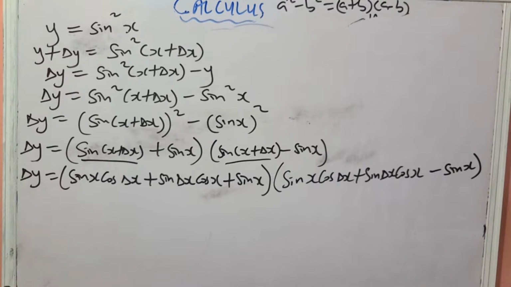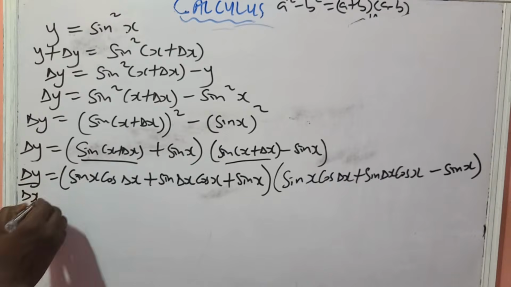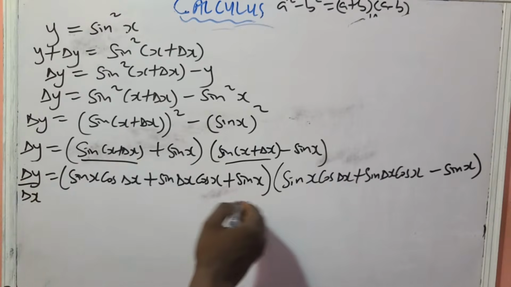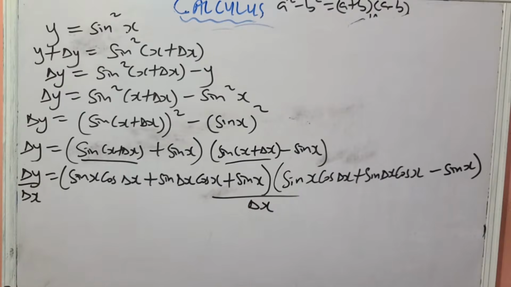Now, what do we want to do next? We want to divide through by change in x. We have been able to do step 1 and step 2. So let's go on to do step 3. We want to divide through by change in x. So divide through by change in x. Of course, we divide this by also change in x. Good. Now, I'm sure you are following.